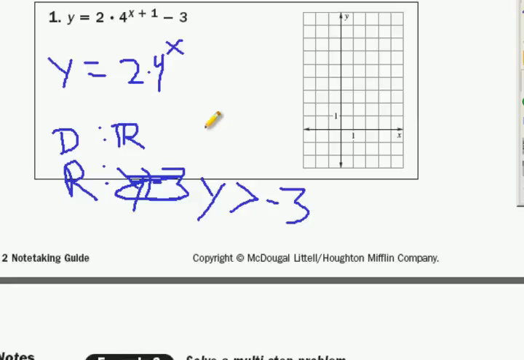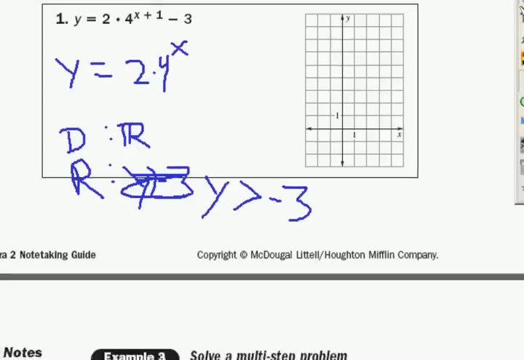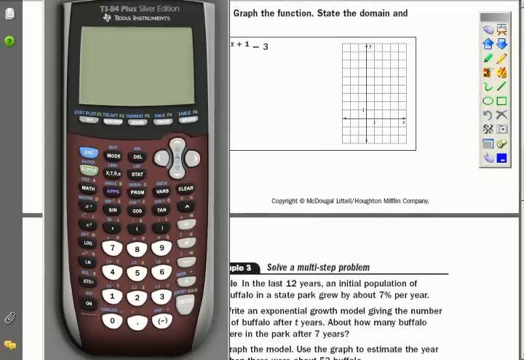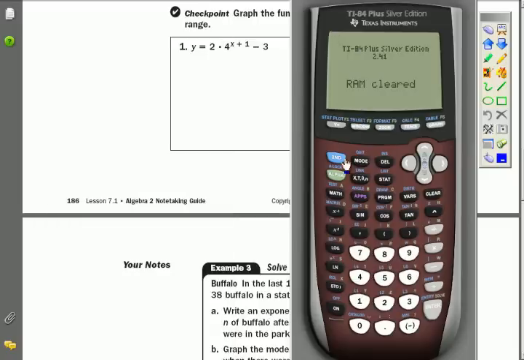Now, I will tell you that you could do this on your calculator. You will have to be able to explain how to do that on your calculator, but you could do this on your calculator. And let me go through that with you real quick here. So if I grab my calculator and turn it on, and I'm going to move it over here so I can see what I'm graphing. Go to y equals, and I'm going to graph y equals 2 times 4 to the power (x plus 1), minus 3. And I think it'll do everything correctly if I have that in there.